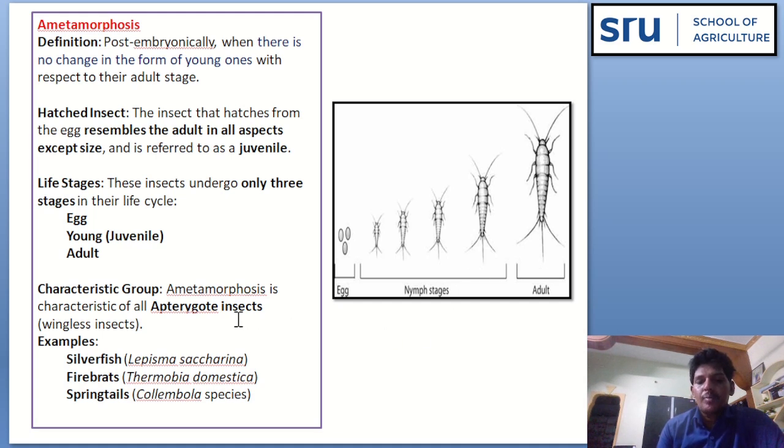Characteristic group: ametamorphosis is characteristic of all apterygote insects, that is Thysanura, Protura, Collembola, and Diplura. See here example. Ametamorphosis takes place in silverfish, firebrat, and in springtail, that is Collembola species.